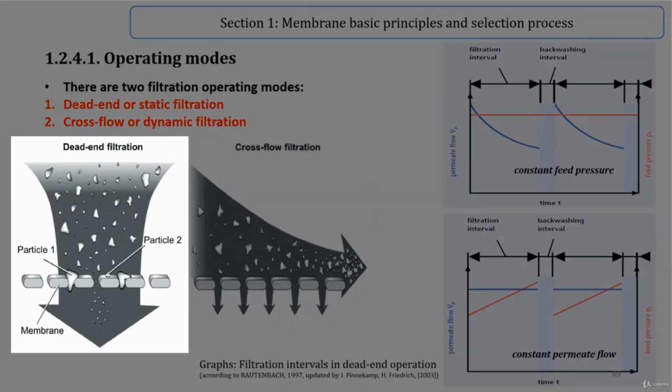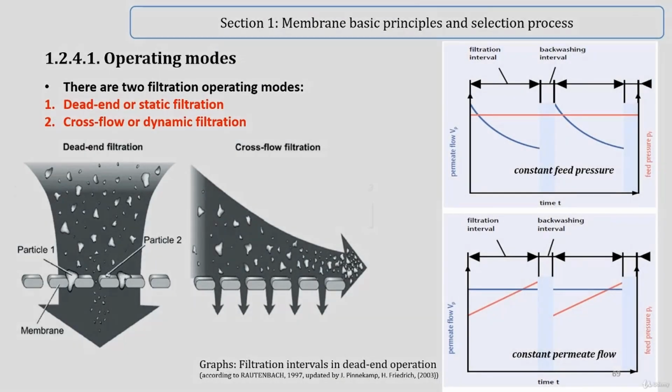The dead-end operation stands in contrast to the cross-flow mode. In dead-end operation, a covering layer develops on the feed side due to the retention of suspended material, which decreases the filtration capacity. As a result, the permeate flow decreases during the process. Combined with an effective backwashing technique, this operating mode is used successfully in microfiltration and ultrafiltration applications.